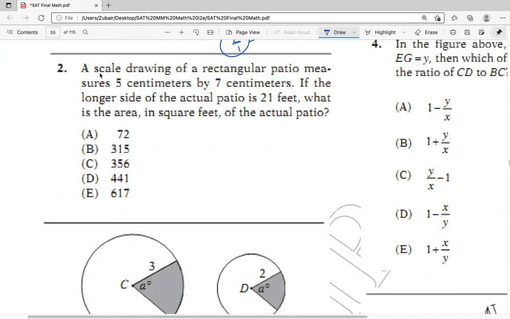Scale drawing. A scale drawing of a rectangular patio measures 5 centimeters by 7. If the longer side is 21, so longer to longer, lesser calculation, luckily values are easy. I can see this is 3 times. So if that's 21 feet, this needs to be 15 feet. And now we can find, applying Pythagoras theorem, sorry, it was asking the area, not the diagonal. My bad. So 21 times 15, and I'm getting 315.